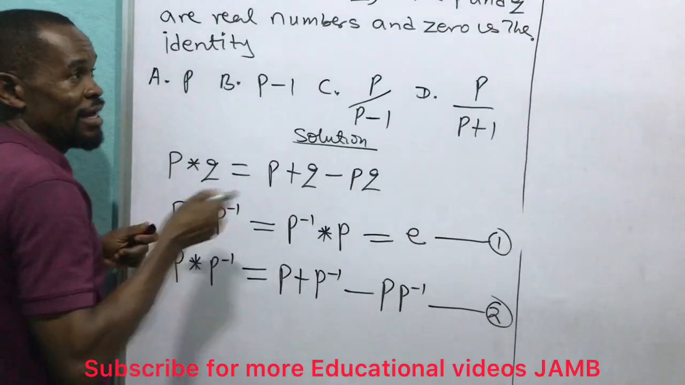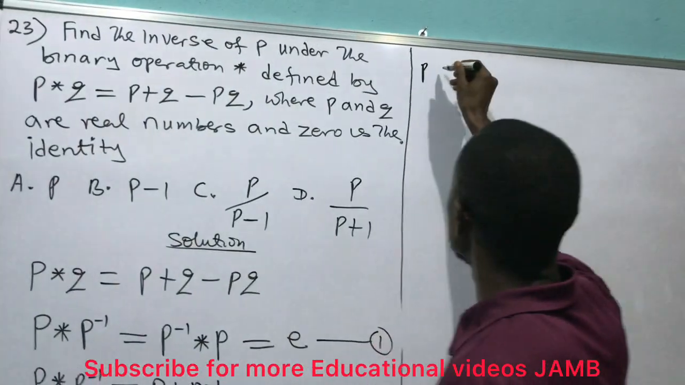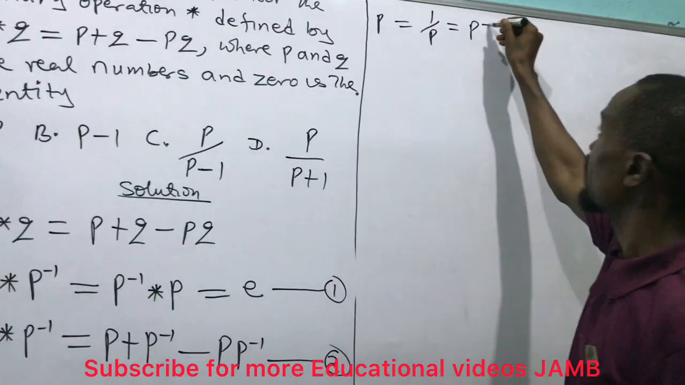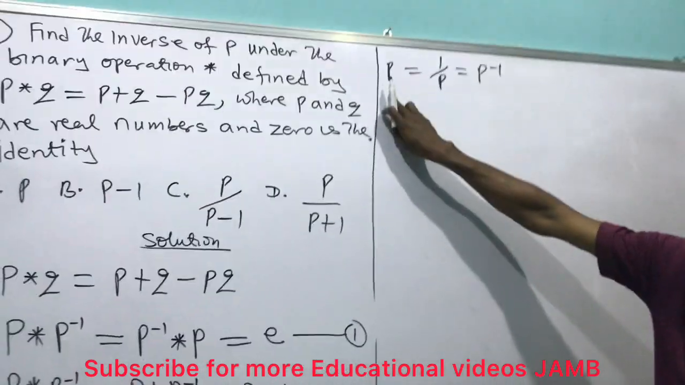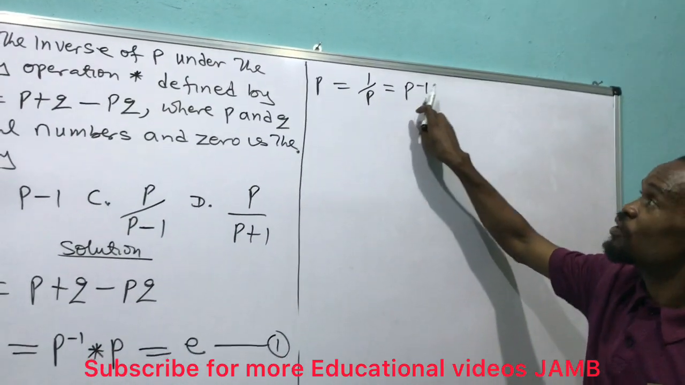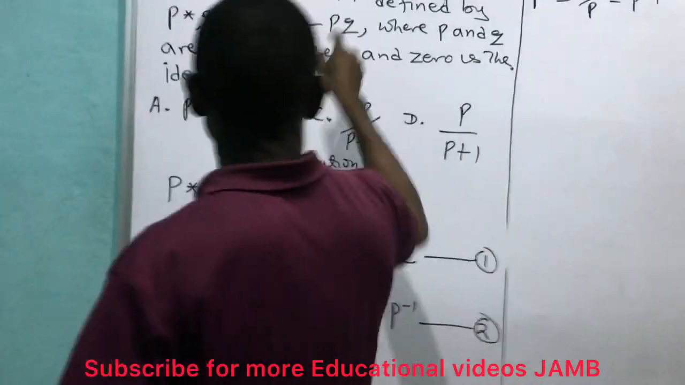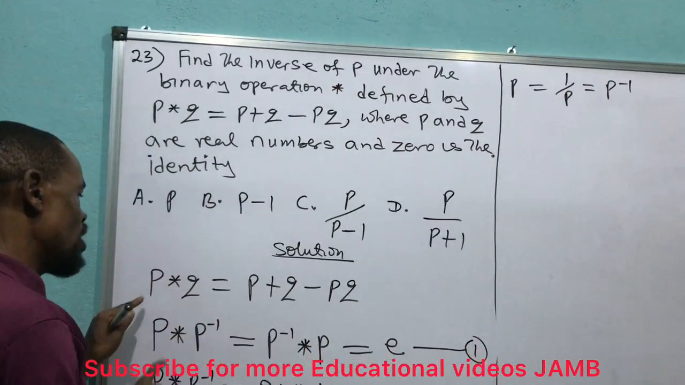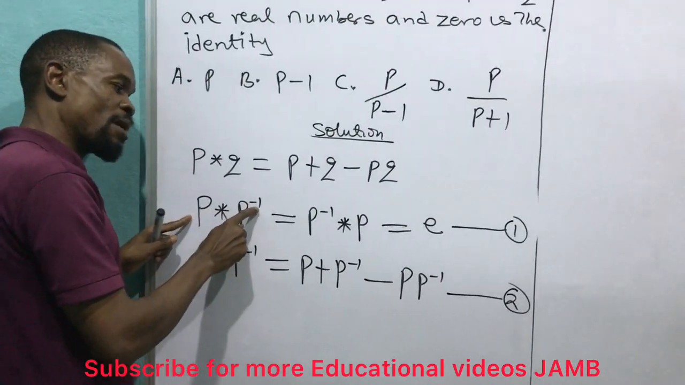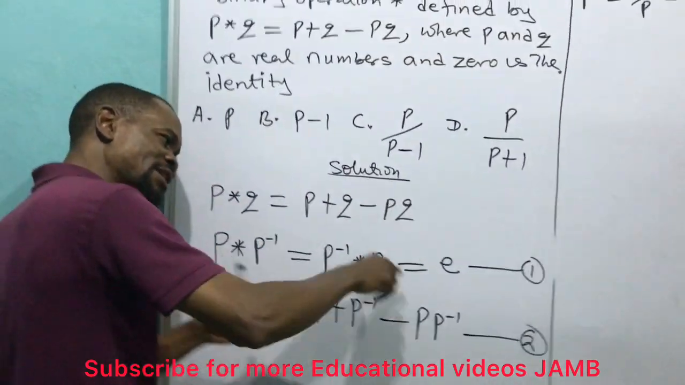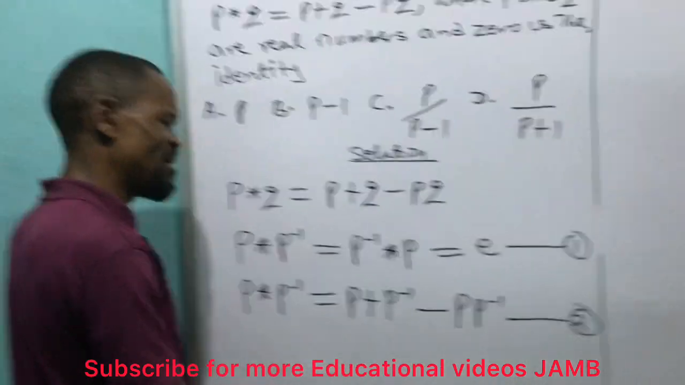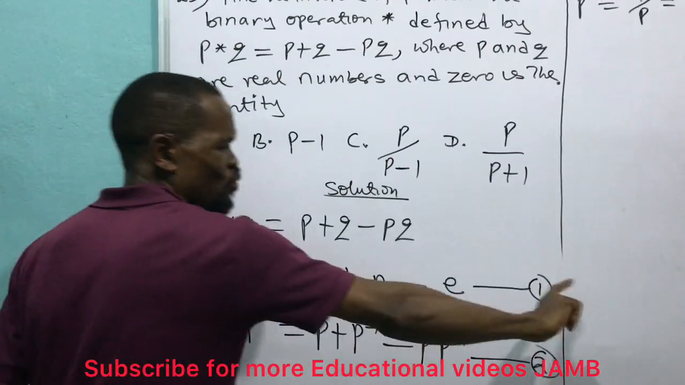You remember that if I write P like this, its inverse is 1 over P, which means P to the power minus 1. Therefore, in this particular question, they say I should get the inverse of P. Look at my P. I will remove Q and put P raised to the power minus 1. And the inverse of P can be reversed this way, and it still gives me the identity element.